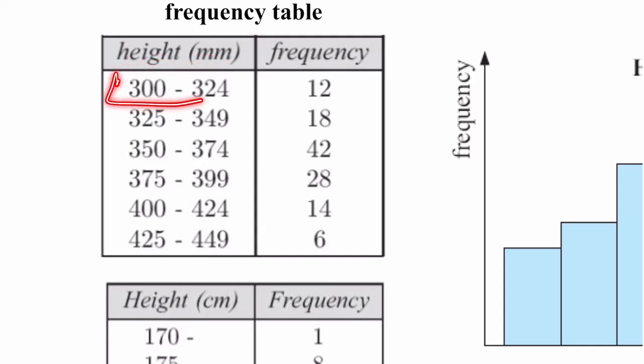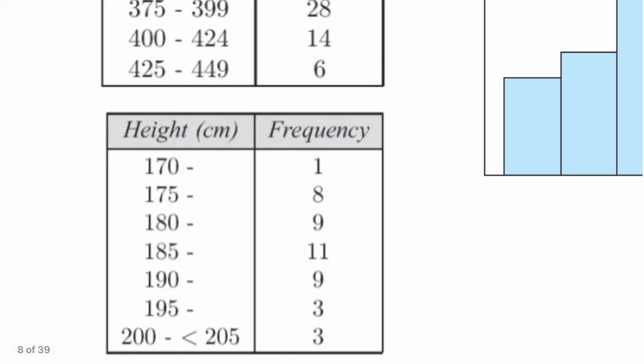This particular class or group is saying that 12 of whatever we're measuring is between 300 and 324 millimeters. But it doesn't account for if you're 324.4 millimeters. The truth is that you really need to have a less than or equal to sort of situation, where this would be 325. So you don't get into the next class until you are 325 exactly or more.